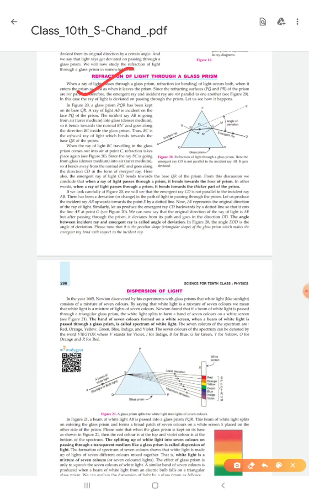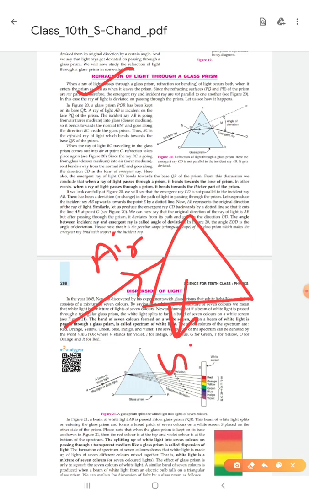We should know only one thing there. If there is a prism, this is a prism, when a light ray passes through this glass prism, what happens to it? This is air, and this prism is made of glass. When a light ray moves from air to glass, this is the point of incidence. When it moves from air to glass, then it refracts. It means that it bends.